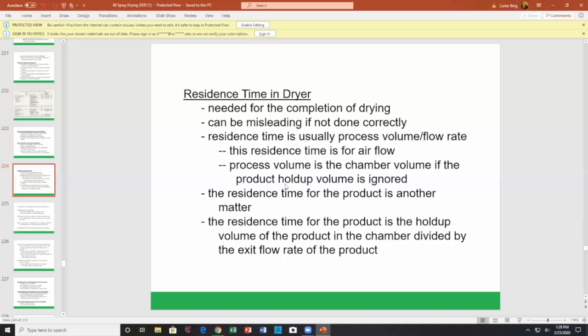So if you have the material at the tank bottom, and in the cone, and it's there for 20, 30 minutes before it comes out, and it's exposed to the conditions, then residence time for the product is another matter.